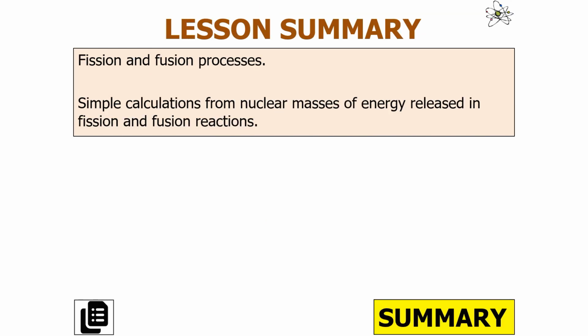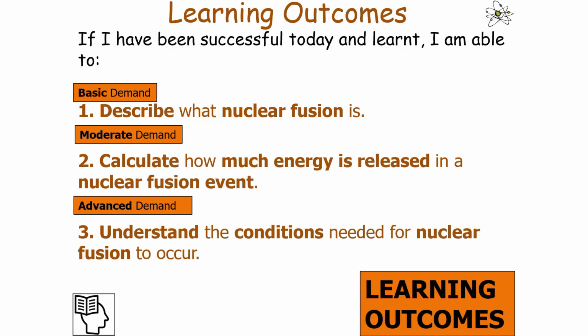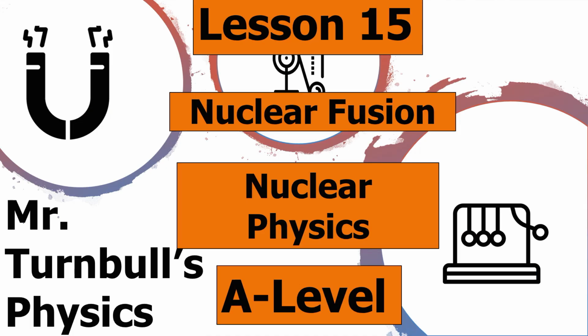So in this lesson we've looked at the fusion process, and we can carry out simple calculations from nuclear masses of energy released in the fusion reaction. So if we've been successful and we've learned in today's lesson, we should be able to describe what nuclear fusion is, calculate how energy is released in a nuclear fusion event, and finally understand the conditions needed for nuclear fusion. So I hope you've enjoyed today's lesson, which has been on nuclear fusion, which is part of the AQA A-level physics topic of nuclear physics.